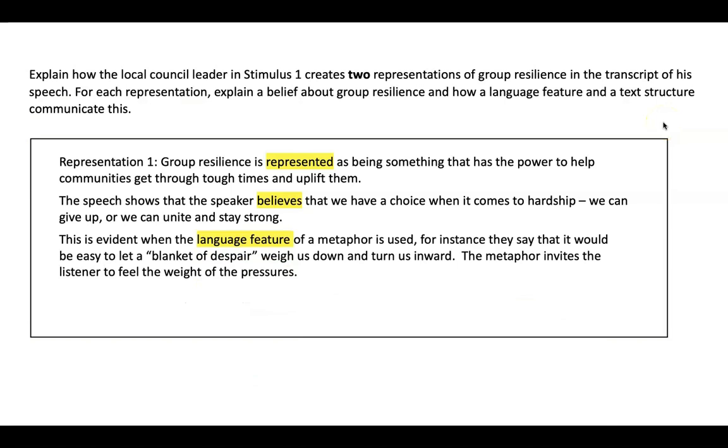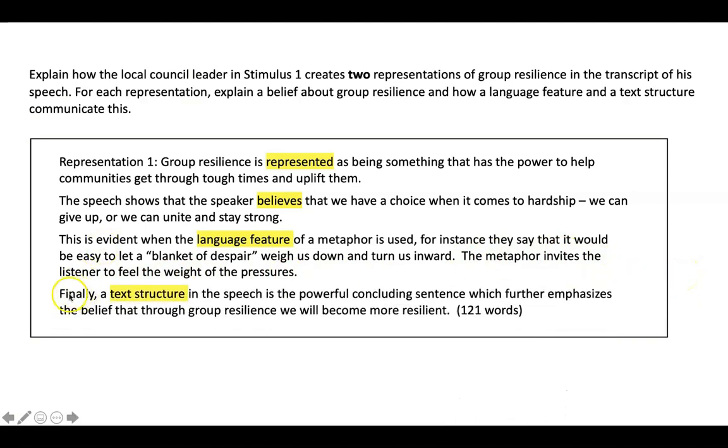This is evident when the language feature of a metaphor is used. For instance, they say that it would be easy to let a, quote, blanket of despair weigh us down and turn us inwards. The metaphor invites the listener to feel the weight of the pressures. Please note here that when I've quoted the stimulus, I'm using quotation marks, and I've identified that it's a metaphor, but I've gone the extra mile and said, why did the person use the metaphor? It's not enough to just say there's a metaphor. We must say, why did they use it? Well, I've answered it here. The metaphor invites the listener to feel the weight of the pressures.